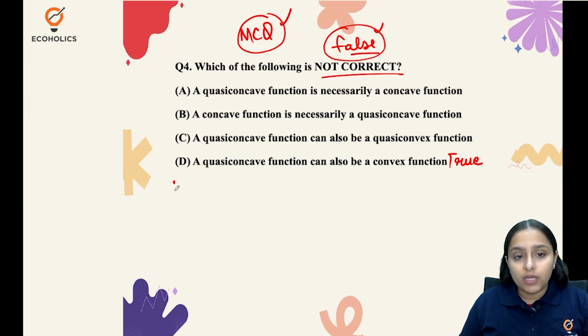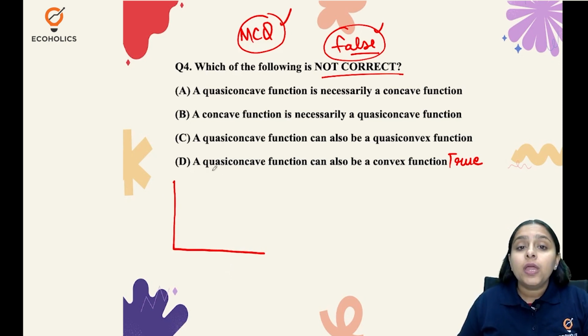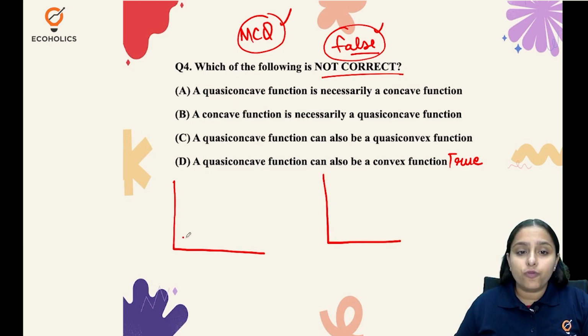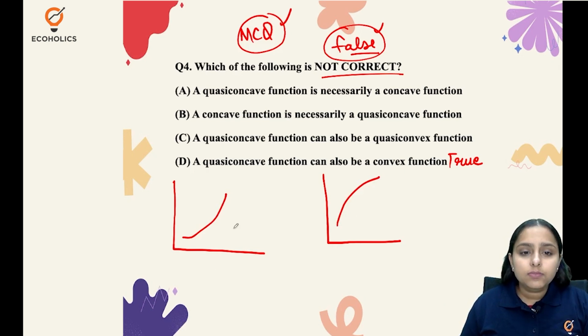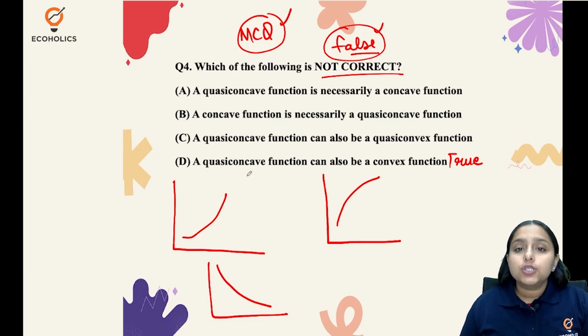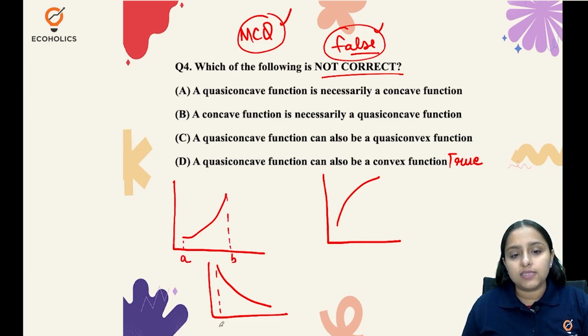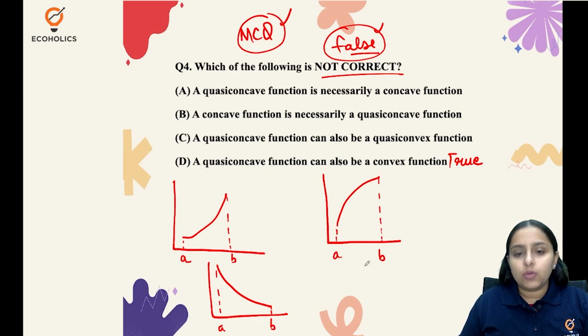In a quasi-concave function, the only condition which needs to be fulfilled when we go graphically is this: if you take any function from A to B, you can even have this one. I have made these three functions here. If you take them from A to B, the starting point you can call A and the ending point you can call B. You can even have this form. All four are acceptable here.